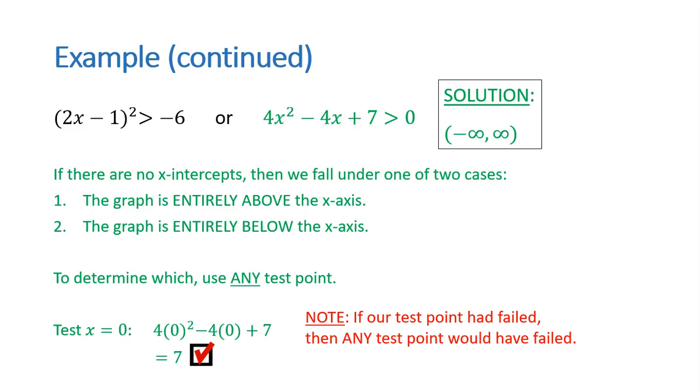So if we were in the opposite situation and we'd picked a test point and the test point would have failed, then again, any test point would have failed, which means, practically speaking, that we would have a no solution problem. So say instead our inequality had been 4x squared minus 4x plus 7 is less than 0. Well, in that case, because our graph is entirely above the x-axis, there are no x values that correspond to an output that's less than 0. So if that had been our particular inequality, then we actually would have had no solution to this particular problem.